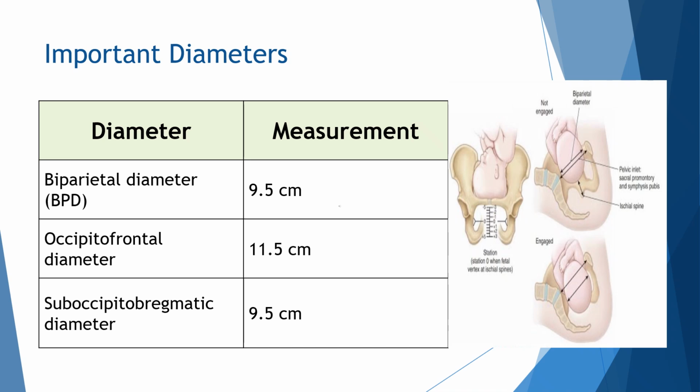It measures 11.5 centimeters and is the largest front-to-back diameter of the fetal head. Finally, we have the suboccipitobregmatic diameter. It also measures 9.5 centimeters. This is the diameter that presents during a normal, well-flexed vertex delivery. A simple trick to remember is this: 9.5, 11.5, and 9.5. Both the biparietal diameter and the suboccipitobregmatic diameter are 9.5 centimeters, while the occipitofrontal diameter is 11.5 centimeters. Keeping these 3 measurements in mind will make it much easier to understand fetal engagement and the mechanism of labor.